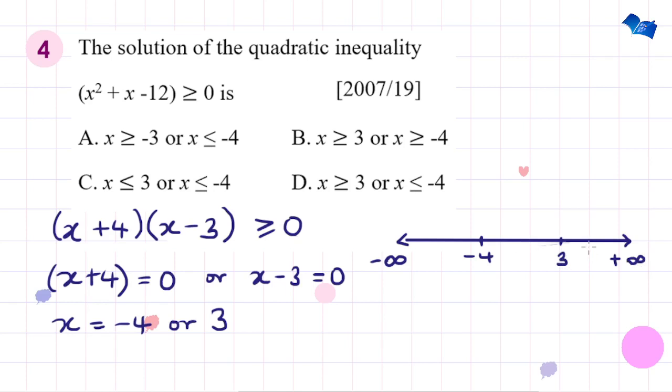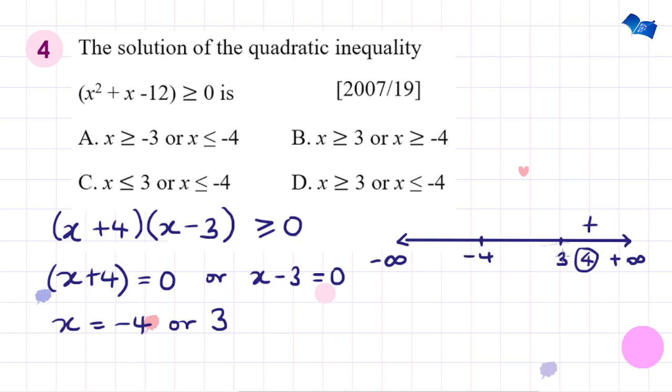So we are going to just pick random numbers in these 3 groups. Between 3 and positive infinity, let's pick 4. Then we'll impute it into this original inequality and see what we get. 4 squared is 16 plus 4 is 20, then 20 minus 12 is 8, right? So that is positive. That means from 3 to positive infinity, any number you pick, you get positive.